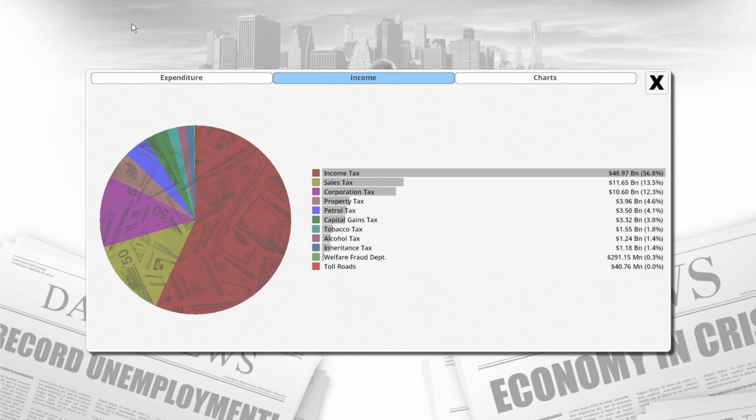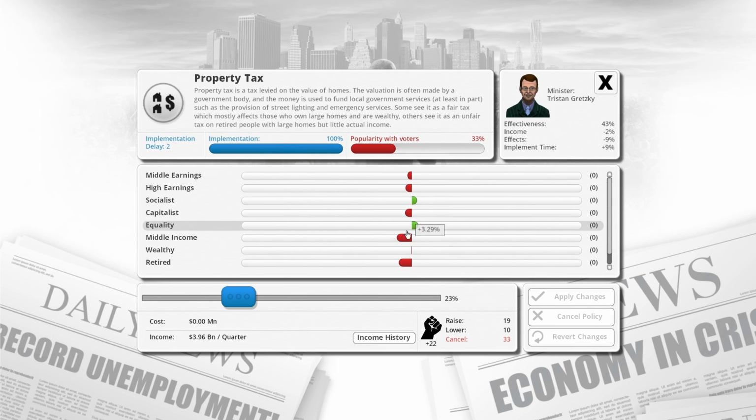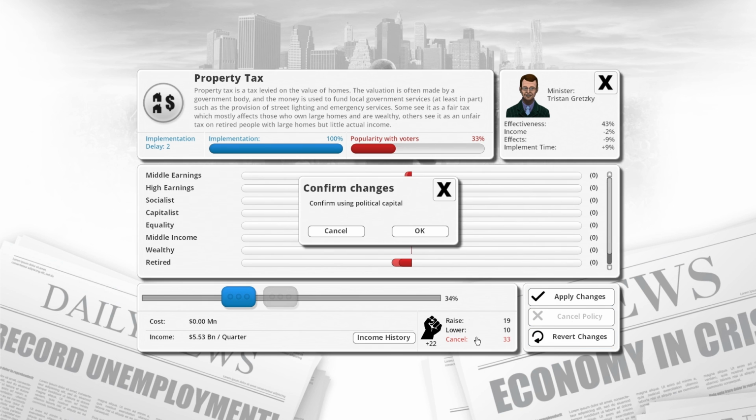Okay, check out my income. I do want to probably get a little more so I can get down that. I want to get my debt down as low as I can. So I am gonna go ahead and raise property tax a little bit. People aren't going to like it, but I do want to get that debt down. So I'll bring this up a little bit. Apply changes.